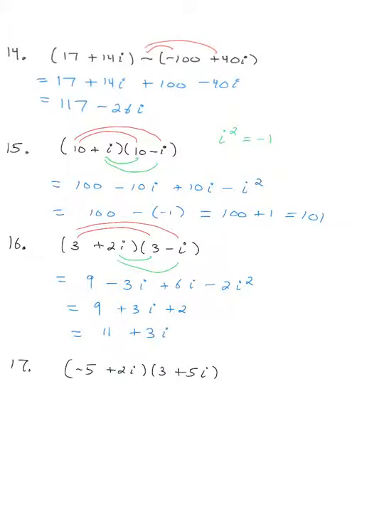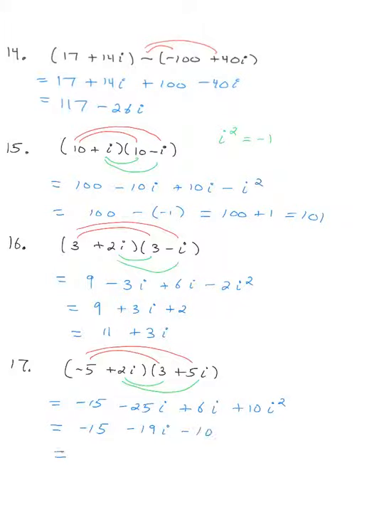Okay, multiplying these two together, negative 5 gets multiplied to both of those terms. The 2i gets multiplied as well. So this time, we have negative 5 times 3 is negative 15. Negative 5 times 5i is negative 25i. Distributing the 2i, we get another plus 6i, and then plus 10i squared. Combining like terms, we get negative 15. Okay, negative 25 plus 6 is negative 19i. And this time, i squared times a positive 10 means it's minus 10 at the end. So we have negative 15 and negative 10, which is negative 25 minus 19i.